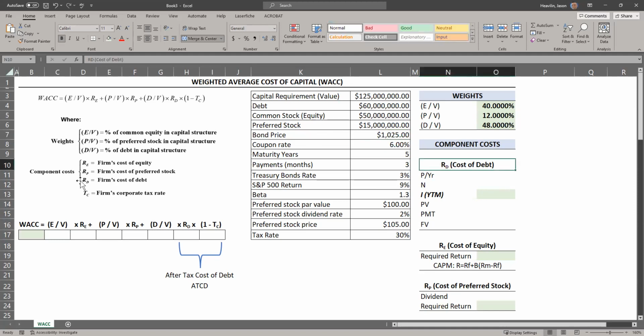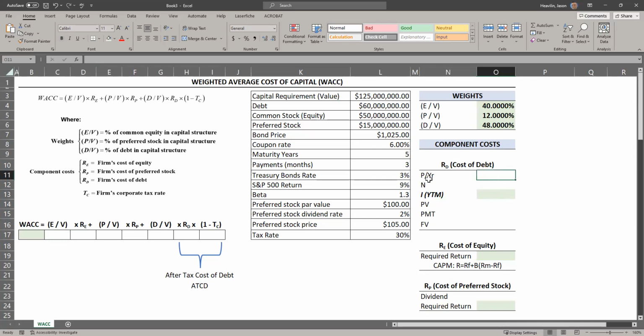So the RD, which is this one here, the firm's cost of debt, we're going to calculate using the time value of money function. You can do it in your financial calculator. And we're going to find this here, the yield to maturity. That's the magic number we're looking for. That's going to give us the cost of debt, the RD. So let's get some information.